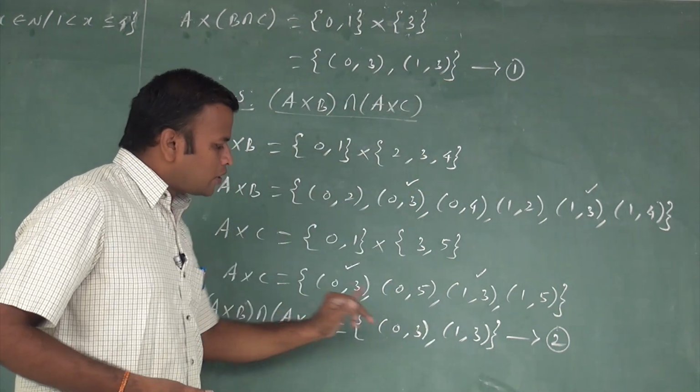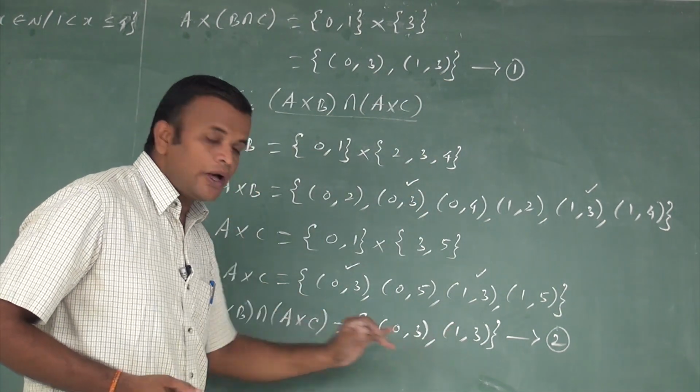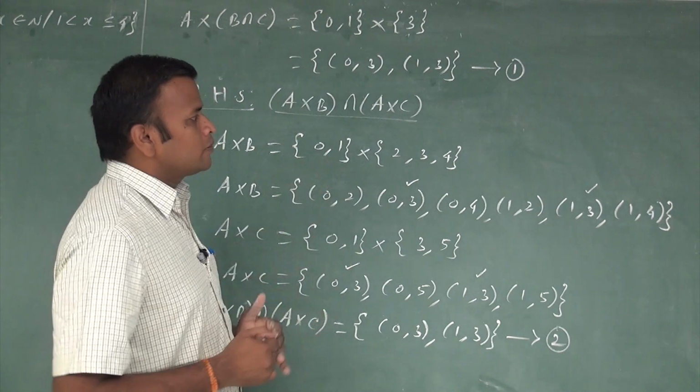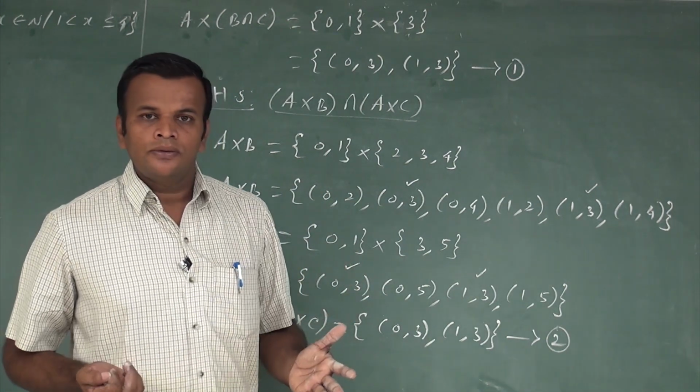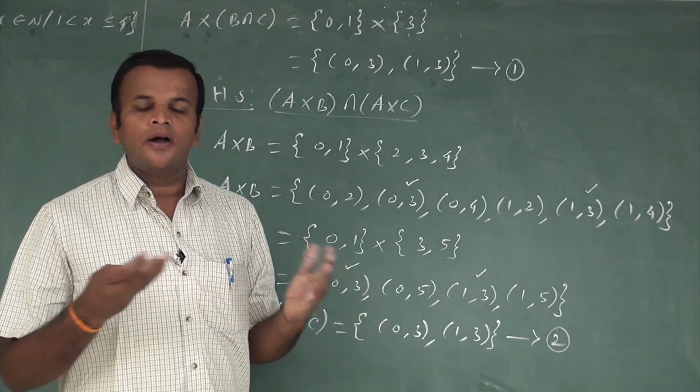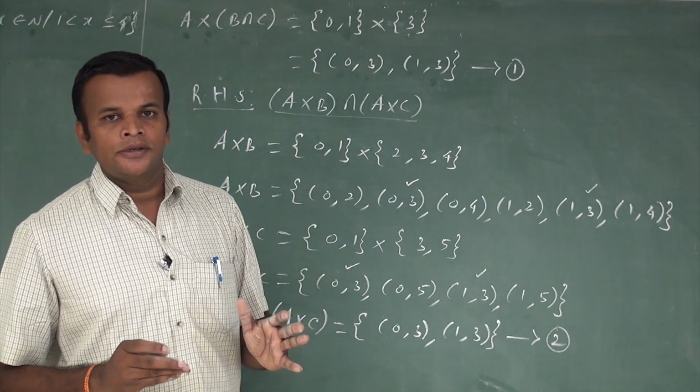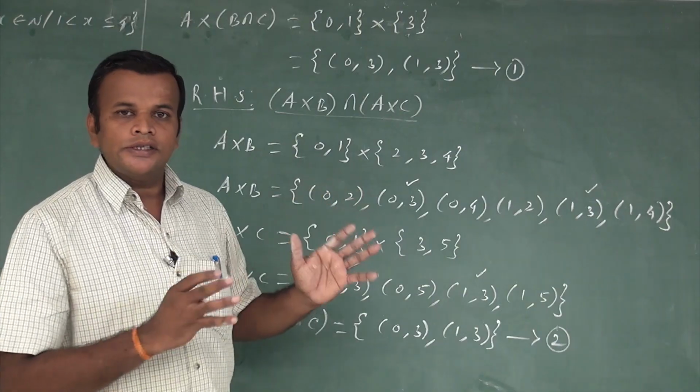And the second equation also contains the same number of ordered pairs, and the elements are also the same. So what is the conclusion? From 1 and 2, both LHS and RHS are equal. Therefore, the given statement is verified.